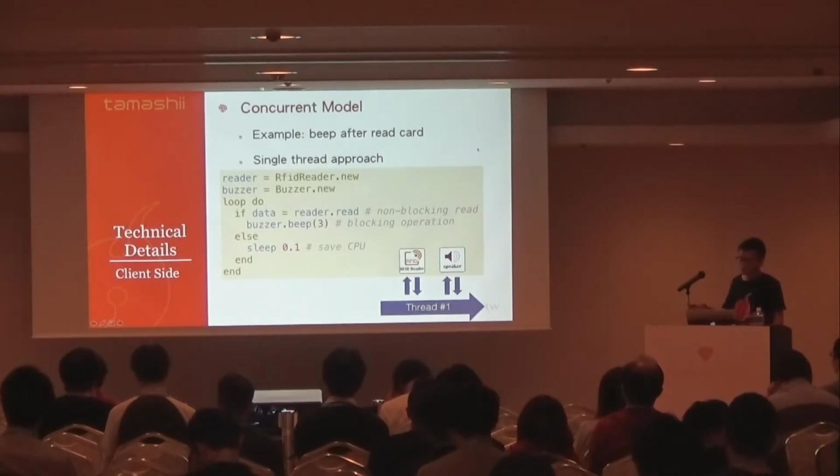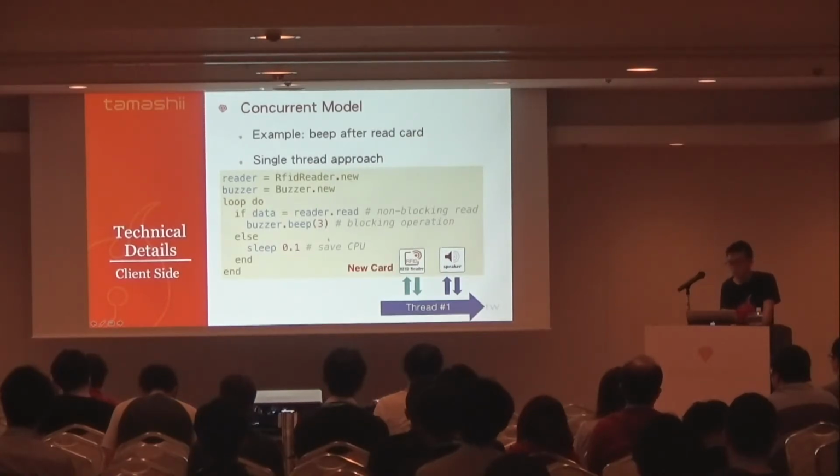Imagine you want to play a song when your RFID reader successfully reads a card. Without the event-based approach, you may have the following code. We will first initialize two components. Then we will start a loop that continuously checks the RFID reader in a non-blocking manner. When it successfully reads the data, it will call the buzzer beep method to play the song. The beep method here is blocking, because it is unreasonable to play two songs simultaneously. If there is no card available, we will sleep for a while to save CPU cycles.